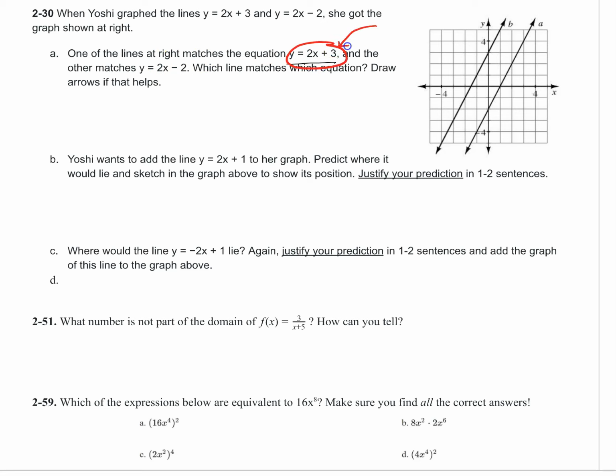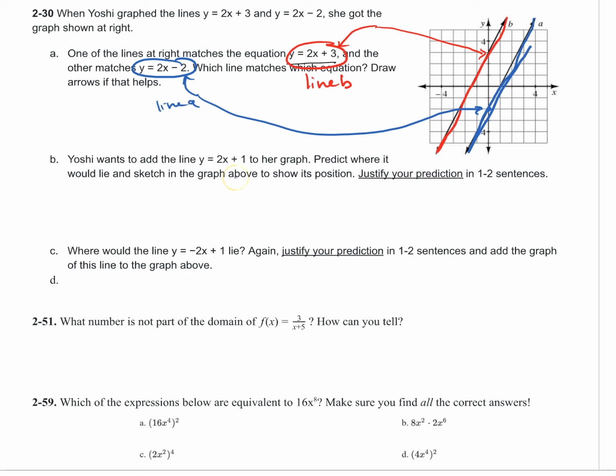Well, this one has a positive starting value of 3, which is right there, so it must match that line, which is line B. And I'm drawing arrows because that's what it says to do. This one has a starting value of -2. There's -2 on the y-axis. So that must be line A.